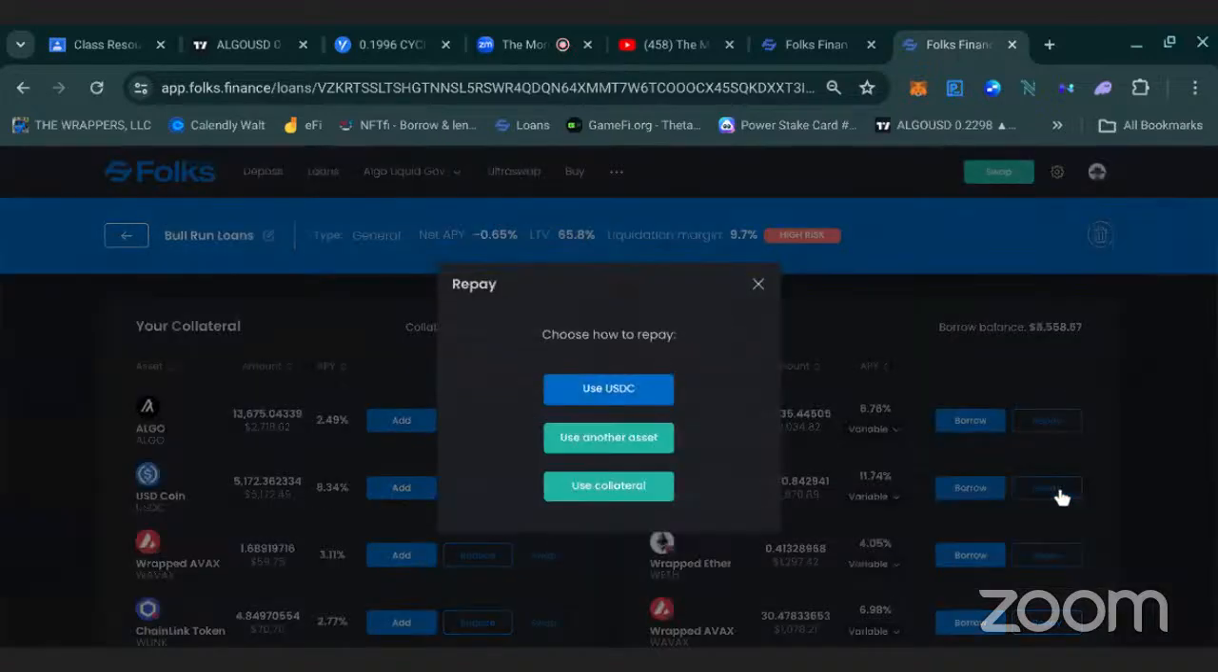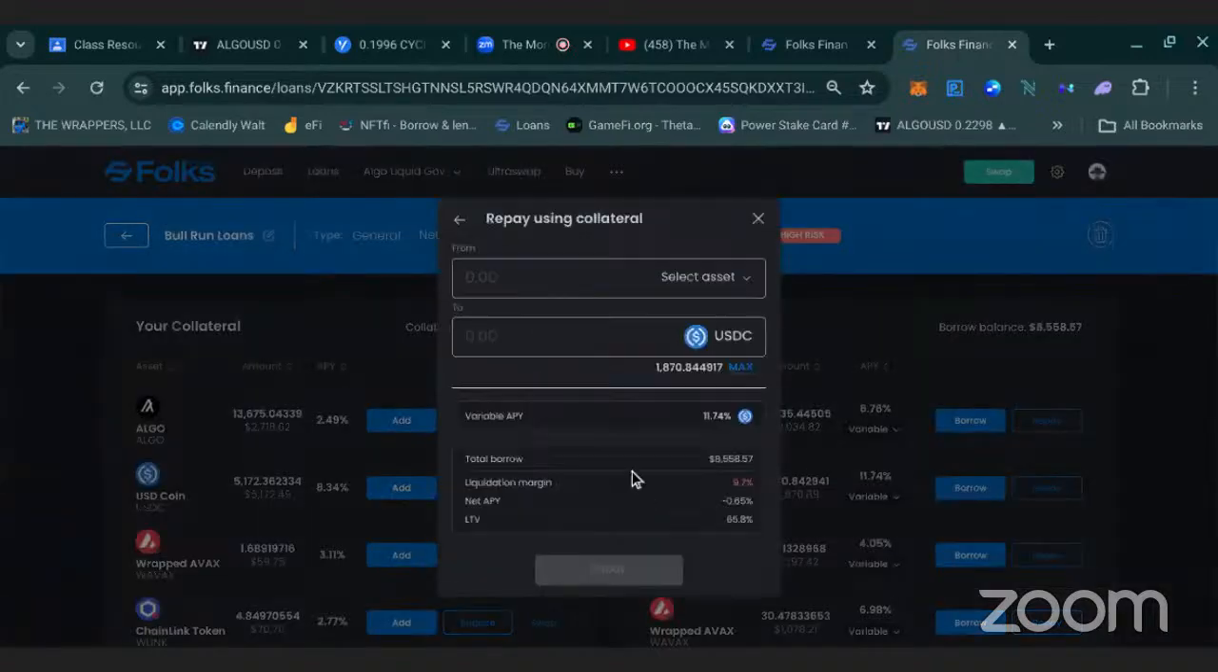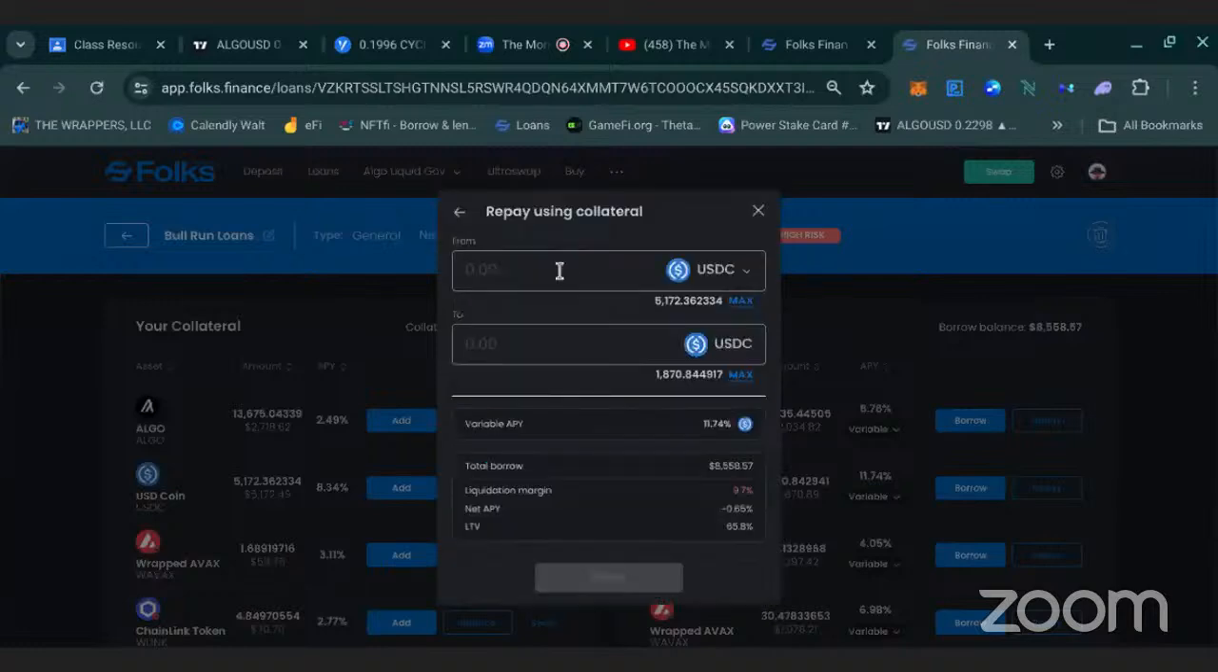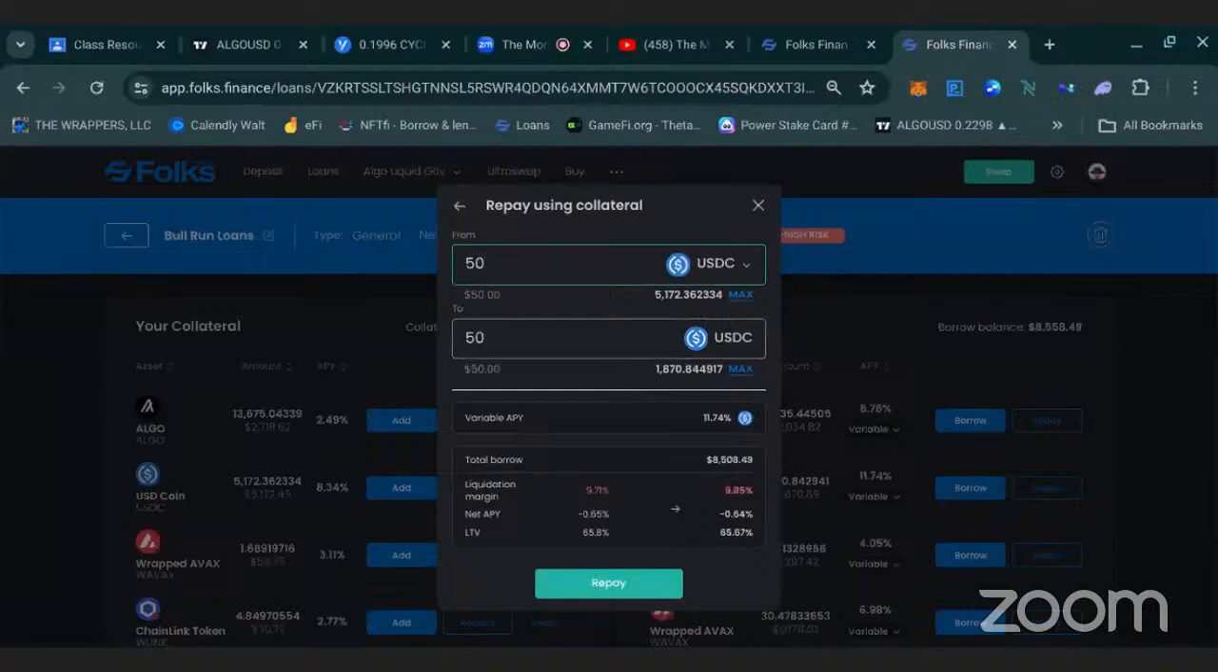But what I'll do to move it a little faster, since I know that I just basically made, what, $30? I'm going to do 50. No, 50 is not enough. Let's do 100. All right, 100 is good. So this is another way that you can basically raise your liquidation margin, and you can kind of pocket some of your debt, some of your profits while the market is where it's at.